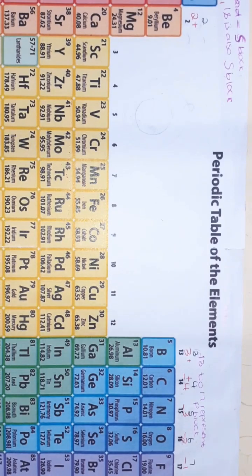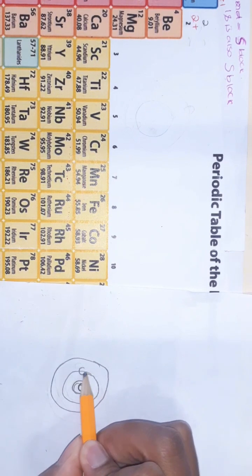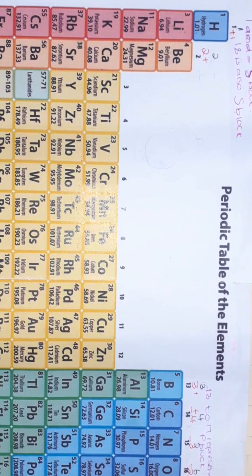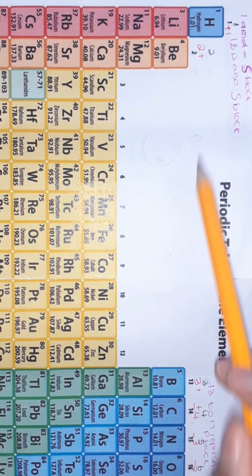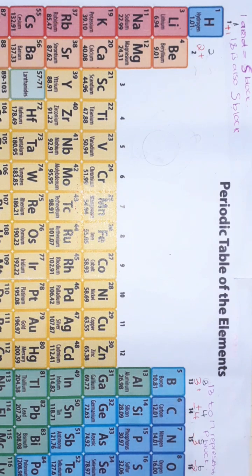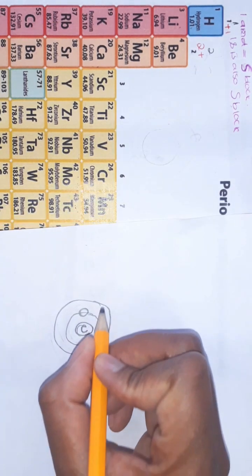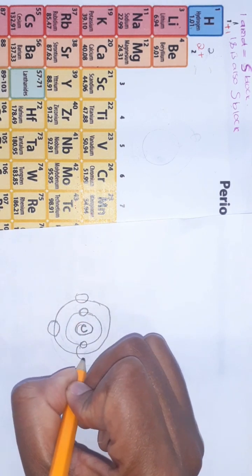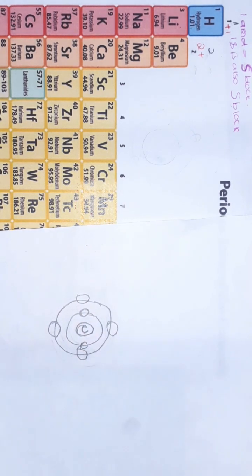Those will be the electrons on the inner layer, and it will be 2. And let's look for the outer ones, which are valency electrons. So that will be 1, 2, 3, and 4.